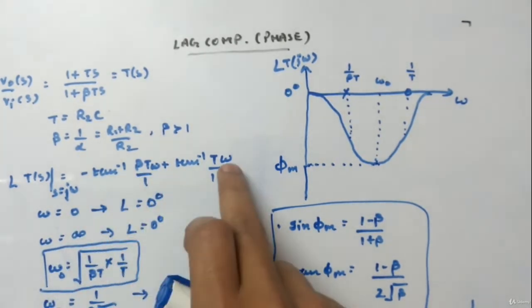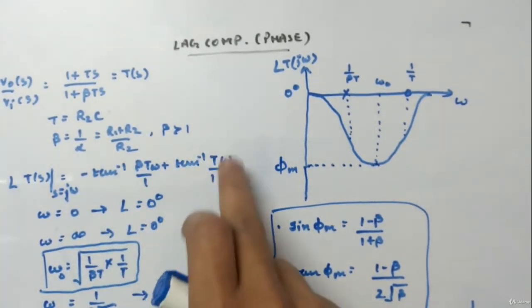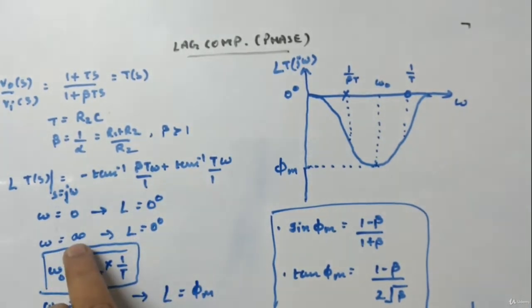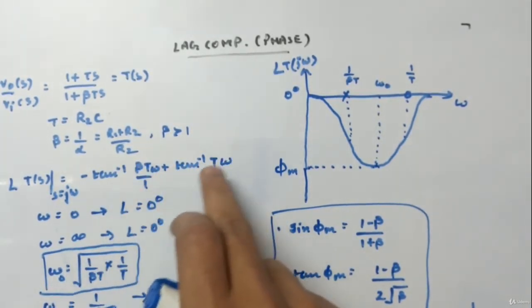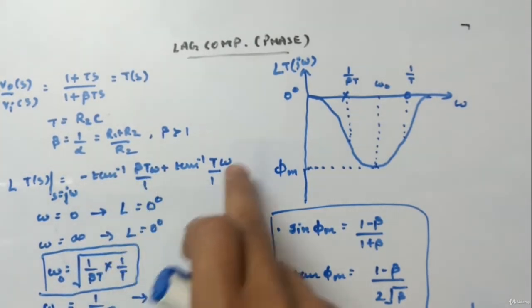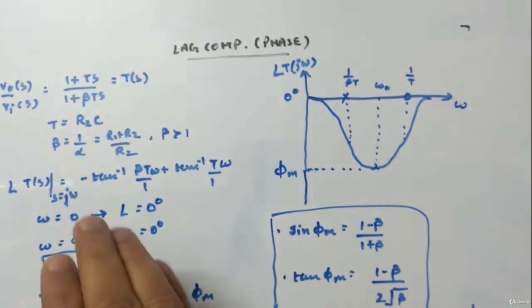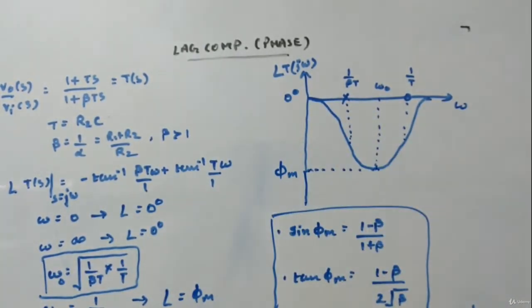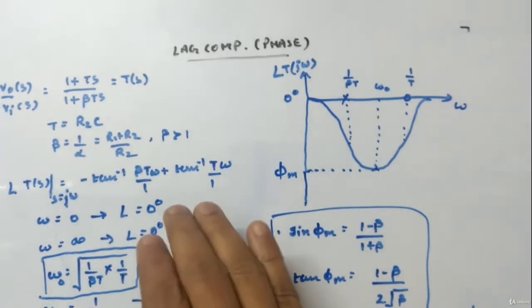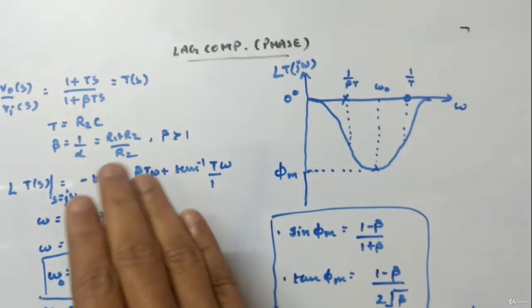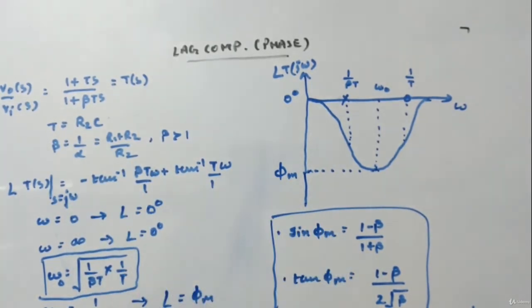At omega equal to 0, both of these quantities are 0, so the angle is 0. At omega equal to infinity, tan inverse will be 90 degrees, plus 90 minus 90 will give 0, that is why 0 degrees. So it will start from 0 and end at 0. Depending upon the values of omega, tau and beta, you will have different values of phase.